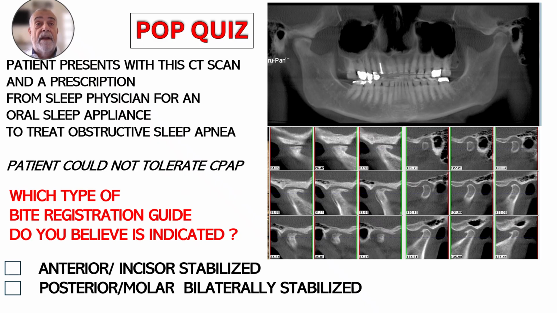With that, you get a pop quiz. Patient presents with this CT scan on the right and a prescription from a sleep physician for an oral sleep appliance to treat obstructive sleep apnea. The patient could not tolerate CPAP. So which type of bite registration do you believe is indicated here? Anterior incisor stabilized or posterior molar bilaterally stabilized? Look at the difference between the condyles on the right and the left. That gives you your answer.